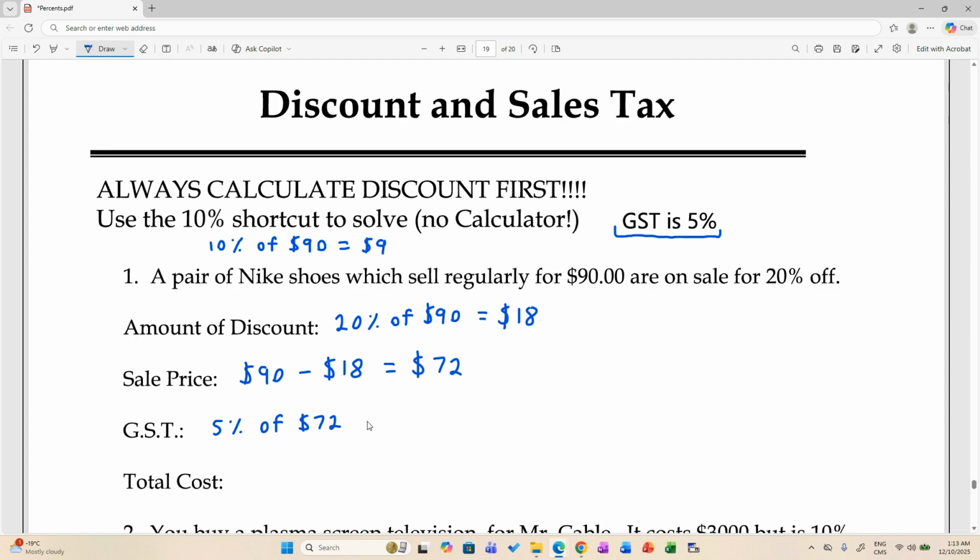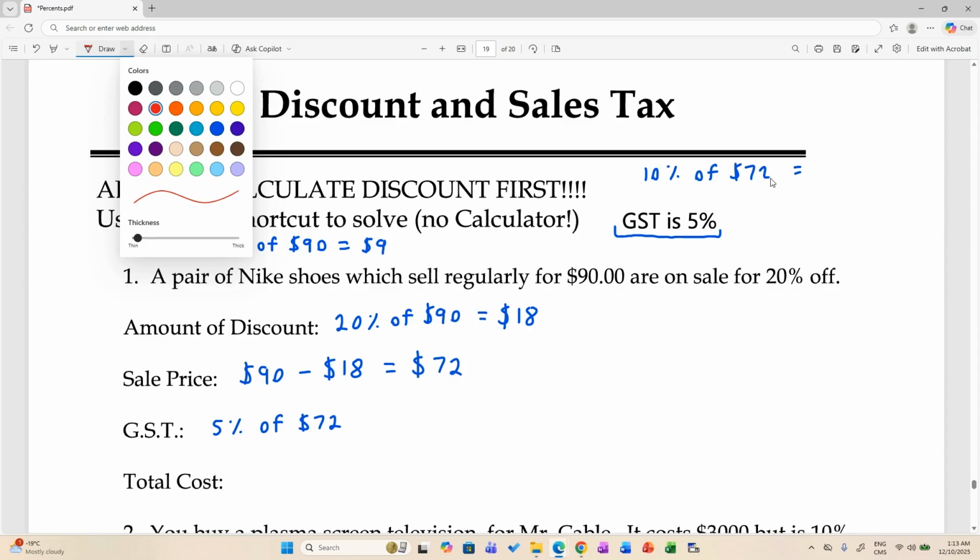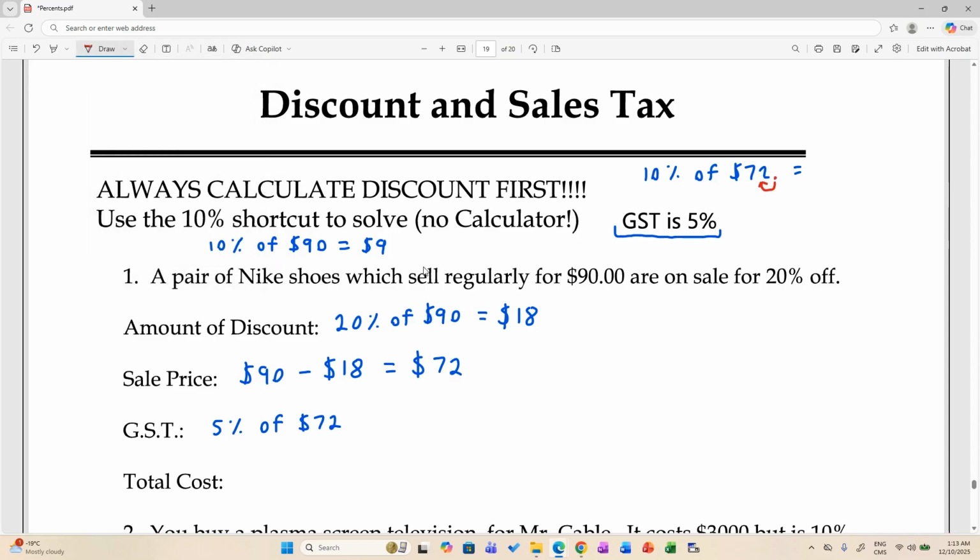Now, 5% of 72. First, let's ask ourselves this question here. What is 10% of $72? Well, if you recall, for 10% of 72, I simply am going to move the decimal place back by 1 to the left, just like how I did it here for 90, and that's how I ended up getting 9. This would simply just get me $7.20. So 10% of $72 is $7.20.